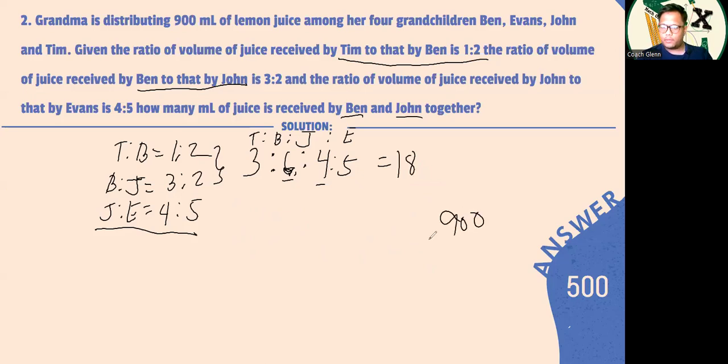So we need 900 divided by 18. That's going to be equal to 50. So we need 6 plus 4, which is equal to 10. And then 10 times 50 is equal to 500. So the final answer here should be 500.